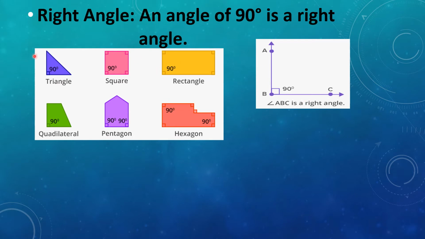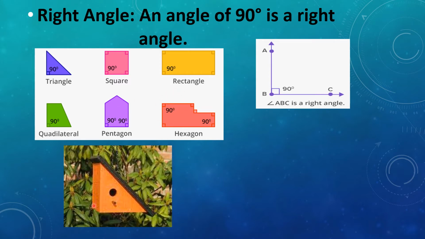So it is known as right angle. Here in different figures, you can see right angle. In triangle, here you can see that 90 degree. In square, you can see that 90 degrees formed. So these angles are right angles. In rectangle also, in quadrilateral also, you can see that here an angle is 90 degree. In pentagon also, these two angles are 90 degree. In hexagon also, 1, 2, 3, 4, 5 and 6, all the angles are 90 degree.